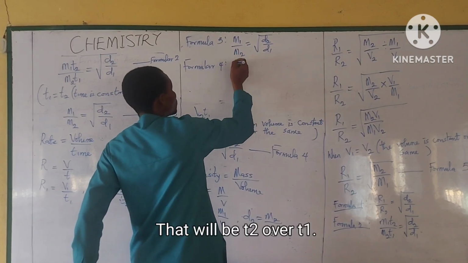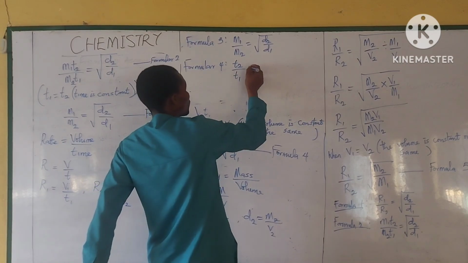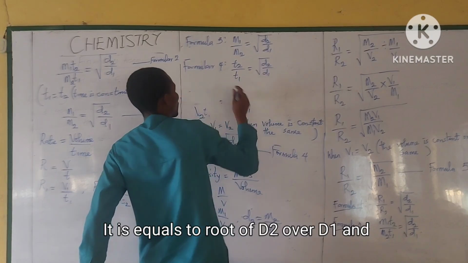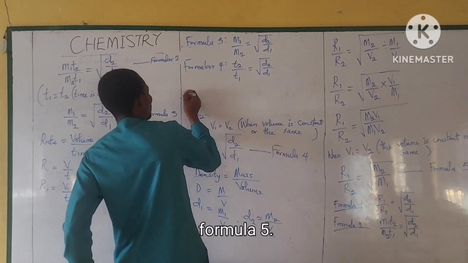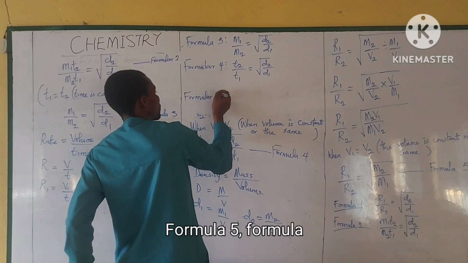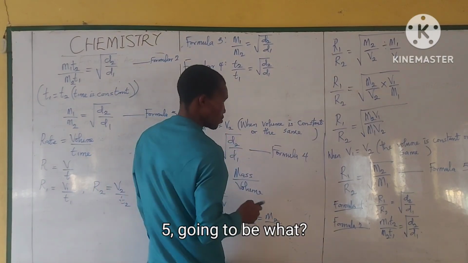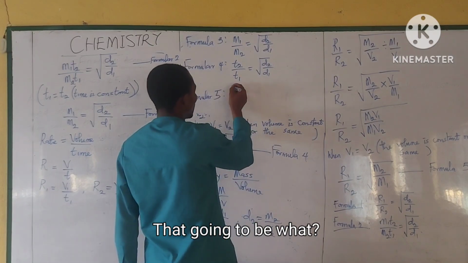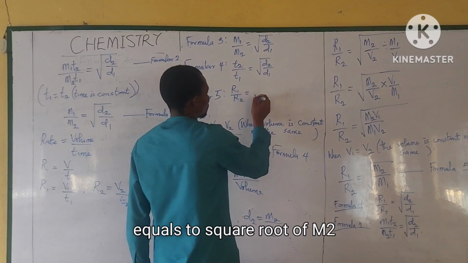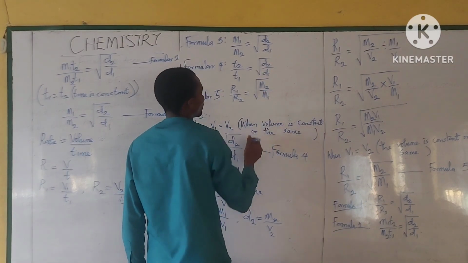For formula 4, that will be T2 over T1, which equals the root of D2 over D1. And formula 5 is going to be what? R1 over R2 equals the square root of M2 over M1.